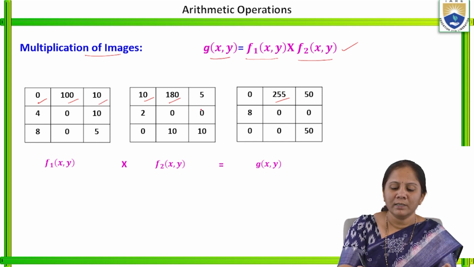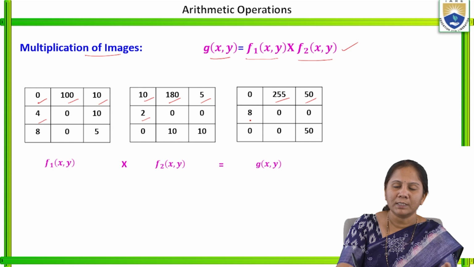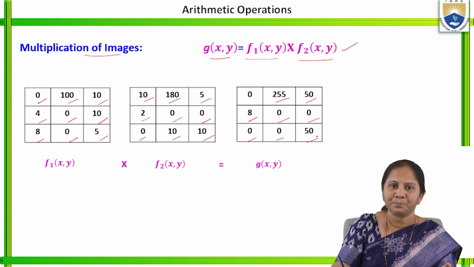And next one is 10 into 5, result is 50. 4 into 2, result is 8. 0 into 0, result is 0. And 10 into 0, result is 0. And 8 into 0 is 0. And 0 into 10 is 0. And 5 into 10 is 50.